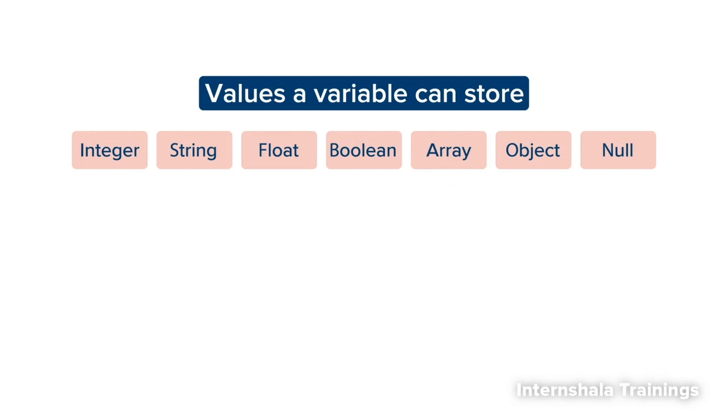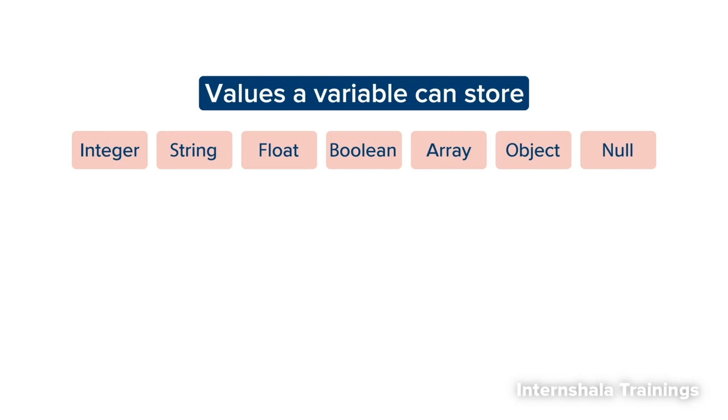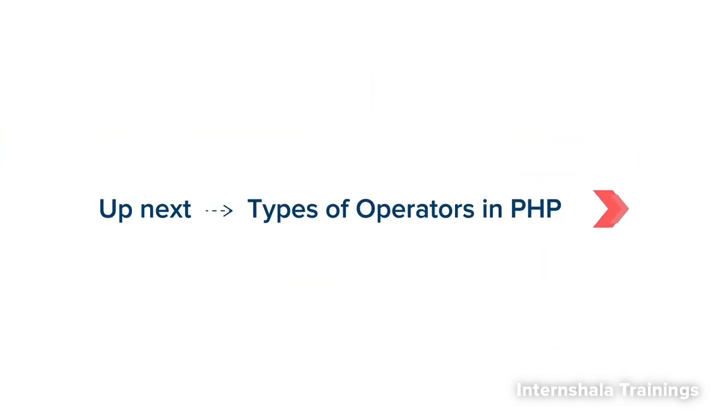Next, we have object, which is one of the aspects of object-oriented programming or OOPS. We don't need to discuss this in detail as it is beyond the scope of this training. Lastly, we have a null value which means nothing. So this is all about variables in this video. In the next video, we will discuss operators in PHP.